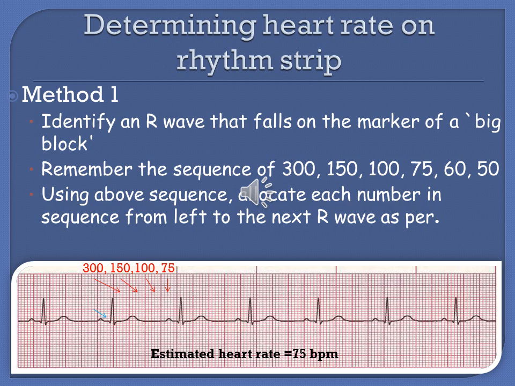In method 1, what you have to do is first identify an R wave that falls on the vertical line of a big box. Like here, the blue arrow is pointing out an appropriate R wave that is falling on the vertical line of a big box. And if you observe on this strip, the other R waves are not following the criteria of selection.